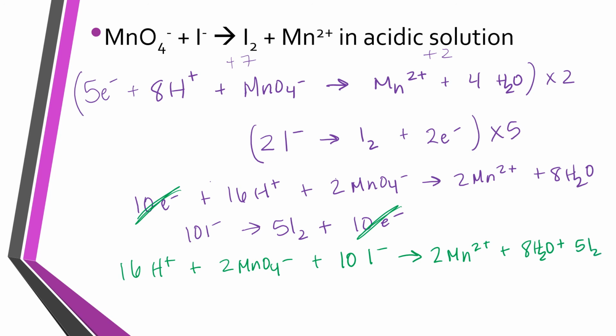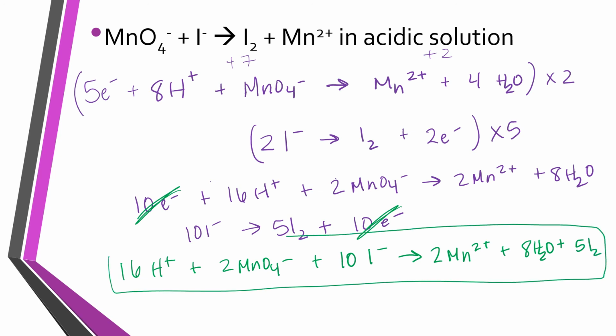Again, real quick, let's do our common sense check or add up to make sure our elements balance. So we have 16 hydrogens on the left. We have 8 times 2, we have 16 on the right. We have 2 manganese on the left. We have 2 on the right. We have 4 oxygens on the left, 4 times 2, 8 oxygens on the left. We have 8 on the right. And we have 10 iodines on the left and 10 iodines on the right.